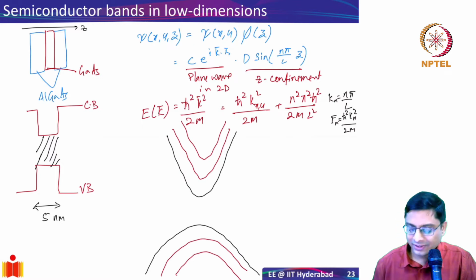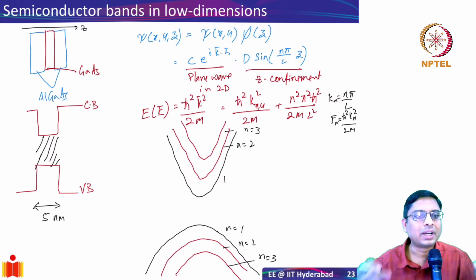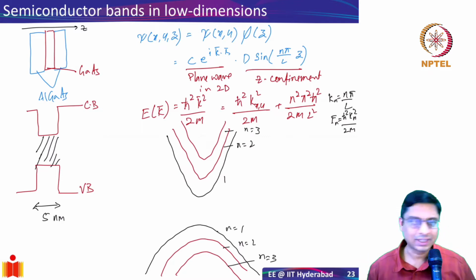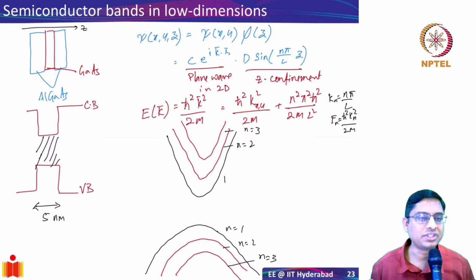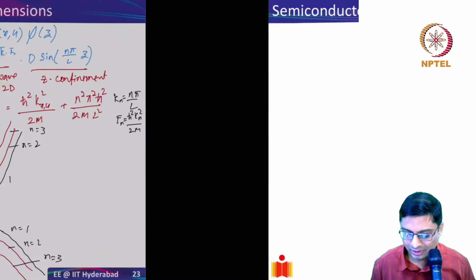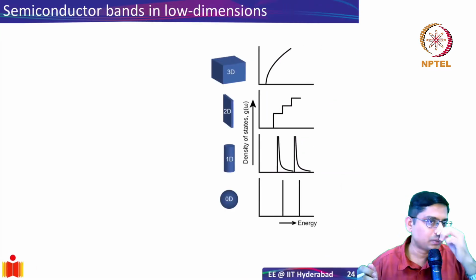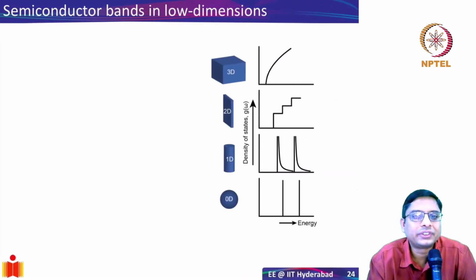These subbands are essentially the n equal to 1, n equal to 2, and so on. So if I call this n equal to 1, this will be n equal to 2, and this will be n equal to 3, and so on. Similarly for holes, n equal to 1, n equal to 2, and n equal to 3. So the band structure is changing. So what if the band structure changes? Well, one of the most important consequences is that it influences the density of states.